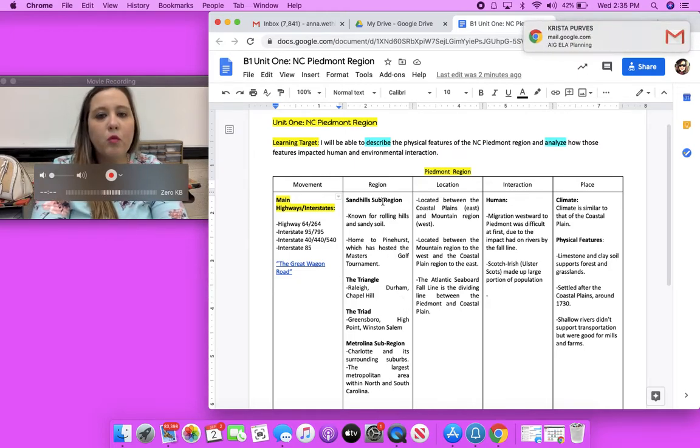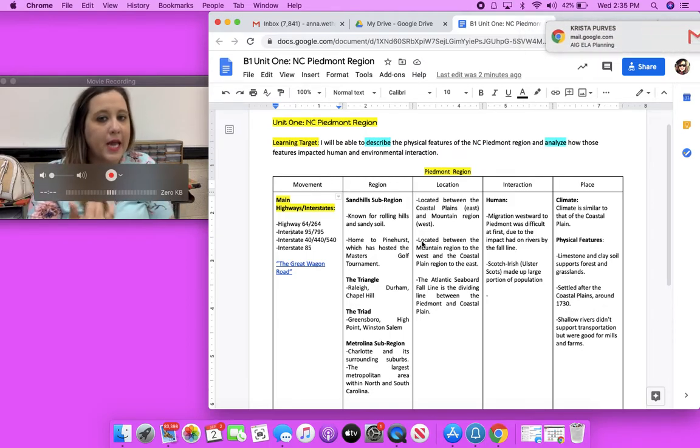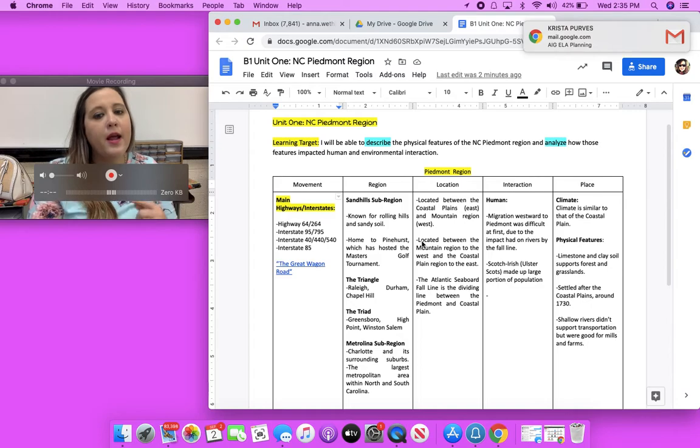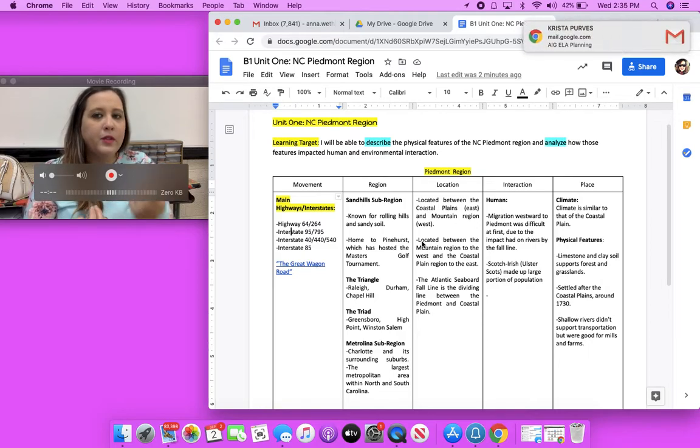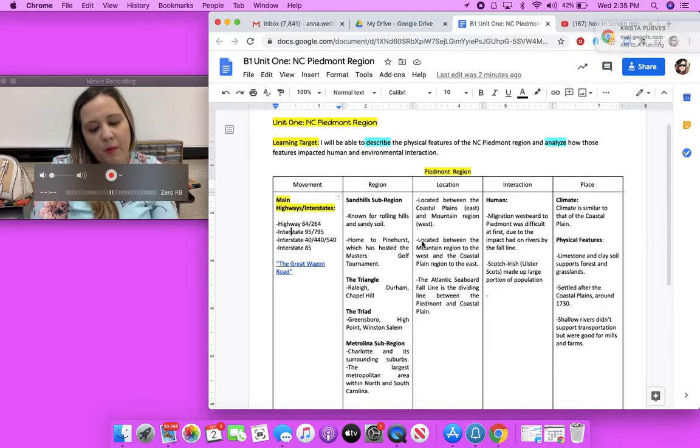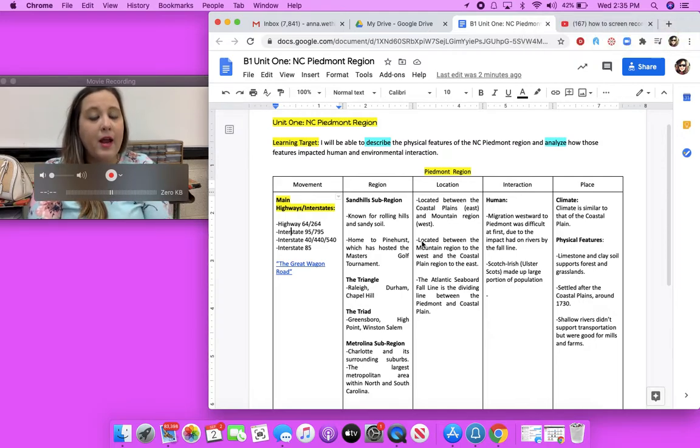So right here for region, within the Piedmont region, we have several little subregions. We have Sand Hills, the Triangle, the Triad, and the Metrolina subregion. We went over these quite a bit with our vocabulary. However, I will say as far as the Sand Hills subregion, I didn't talk too much about the role that golf plays in that area.